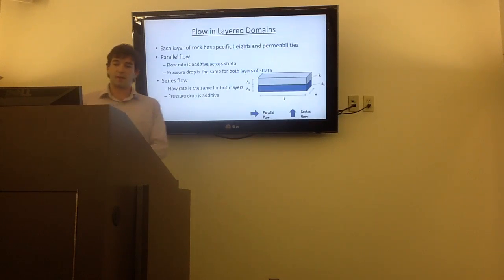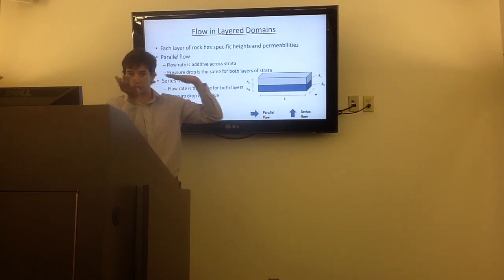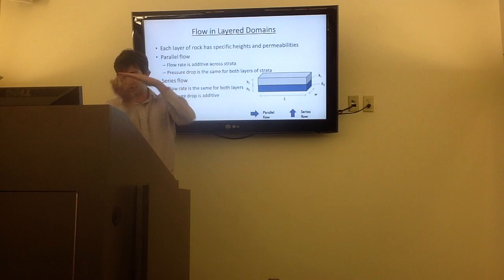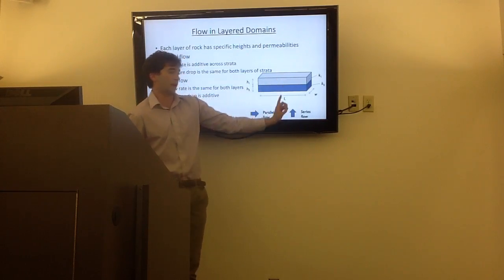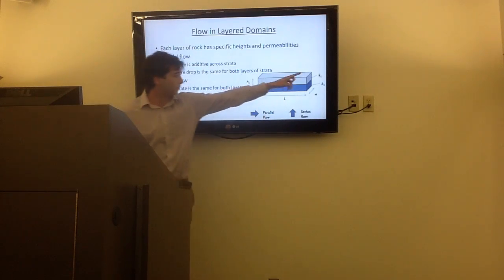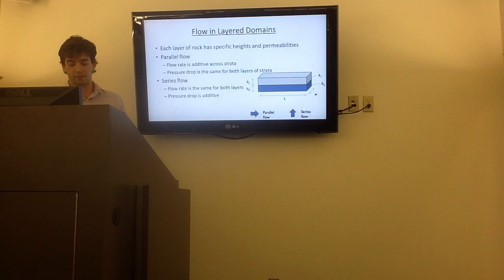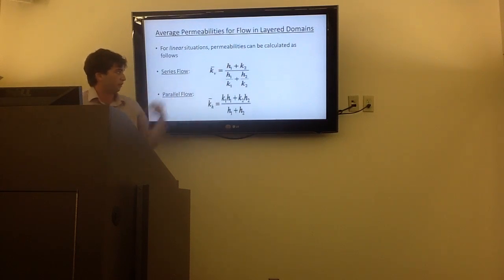For flow in layered domains, there are two different types of flow. You have parallel flow, which goes along the grains between strata, and series flow, which is more coming up the grains through the strata. As you see, each layer of strata has its own height and permeability that's specific to the strata itself. There are simple ways to calculate this for linear situations. For series flow, you just do a little calculation right there. Parallel flow, we've got a very similar one too. Simple algebra can easily be calculated for estimation.